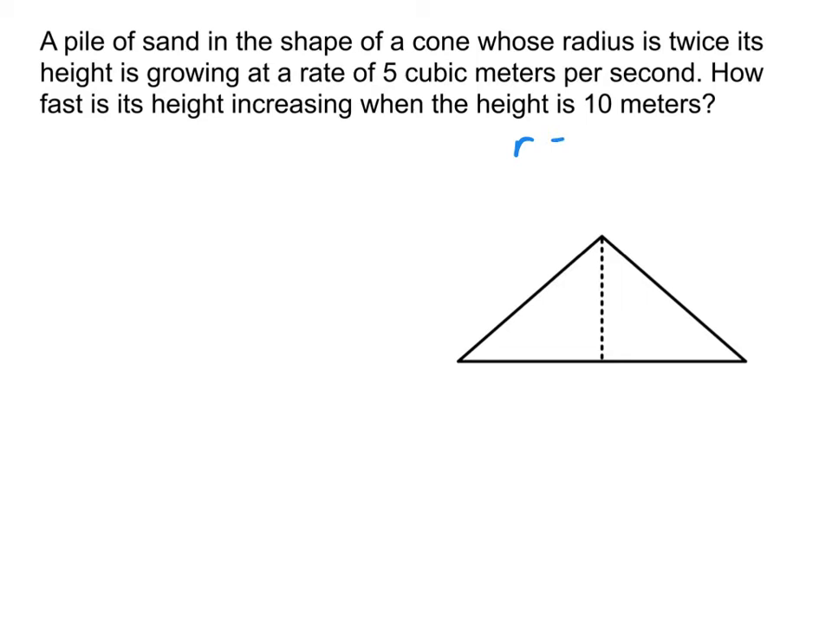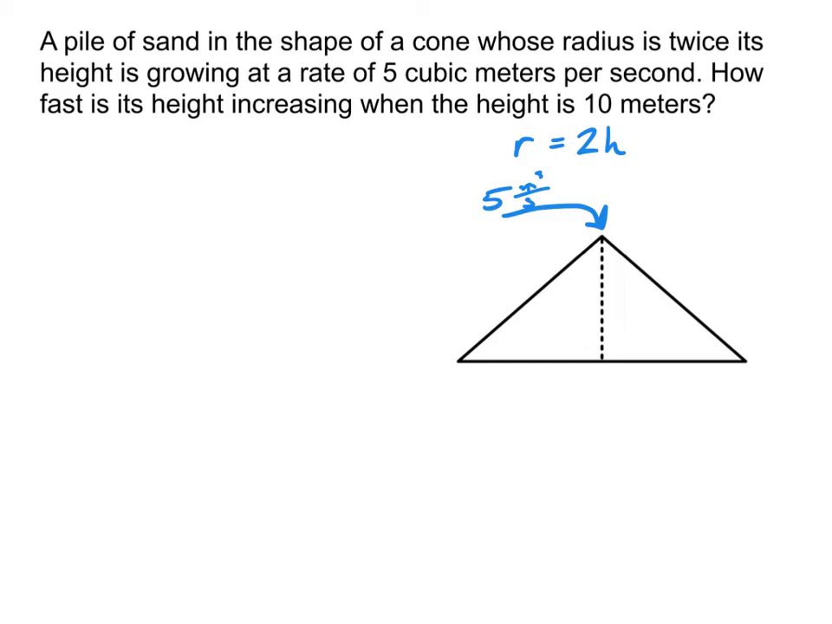I'm going to say that the radius is twice the height, like that. So if I multiply the height by 2, I'm getting the radius. All right, and I know that something is growing at a rate of 5 cubic meters per second. Since that's cubic meters, that tells me that it must be a reference to not the radius or the height, but the entire volume of the whole thing. So it's like saying that the sand is pouring into this at 5 cubic meters per second there.